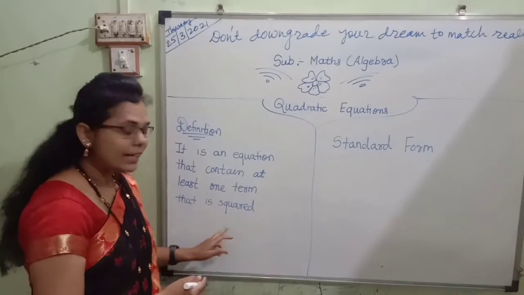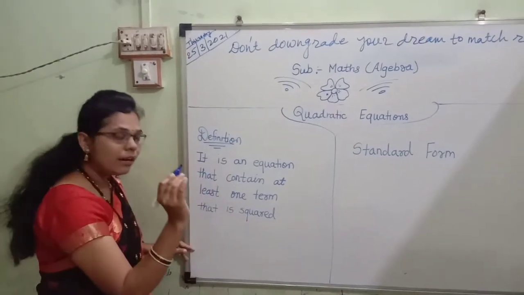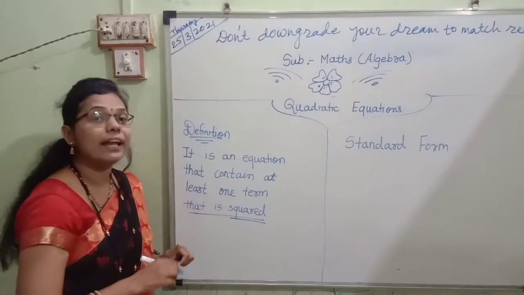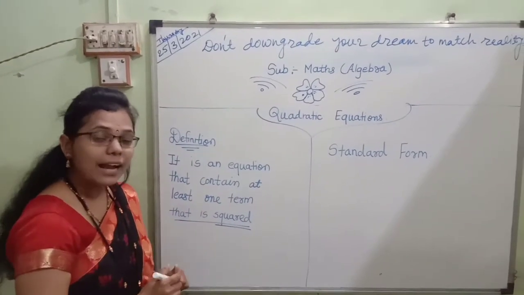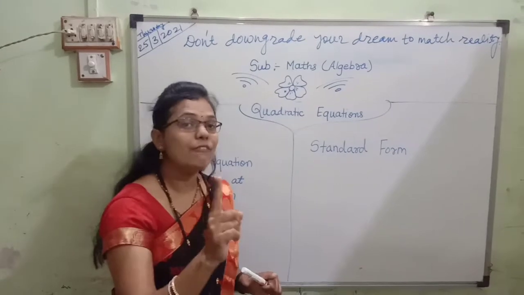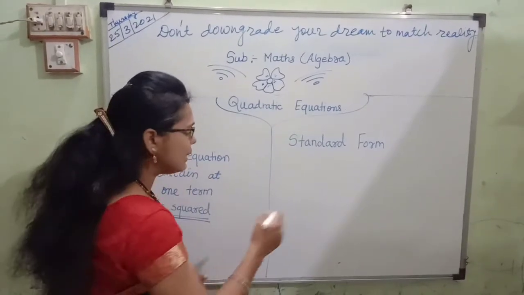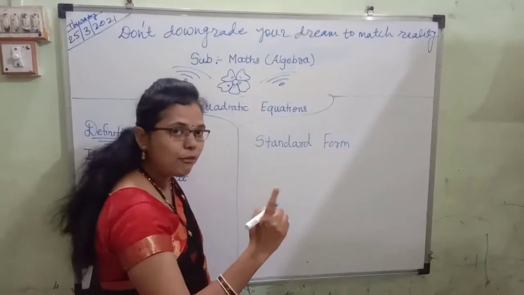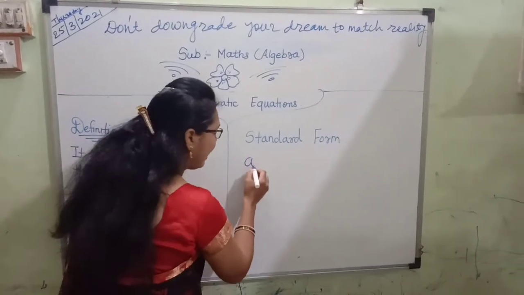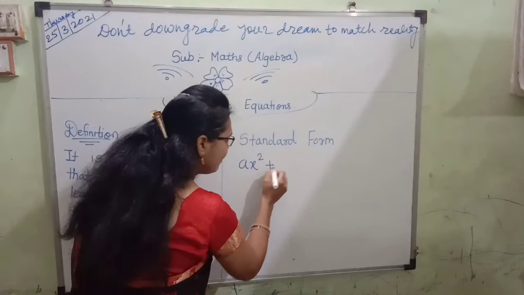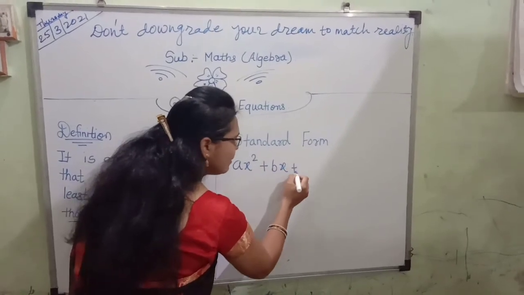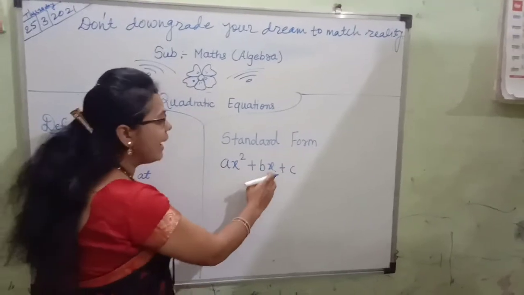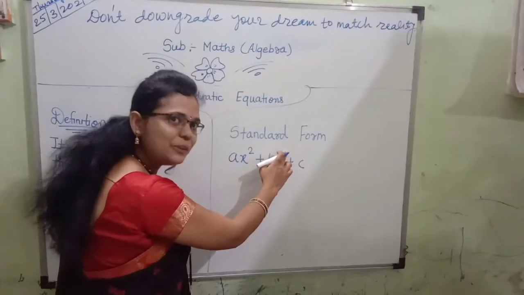See children, what is mentioned? At least one term that is square. Here square, this thing is very important. Means that whole equation's degree will be 2. Okay, see the standard form of it, so you can understand the definition and standard form both. ax square plus bx plus c. Now children, here x raised to nothing. It means x raised to 1. Isn't it? You know this.